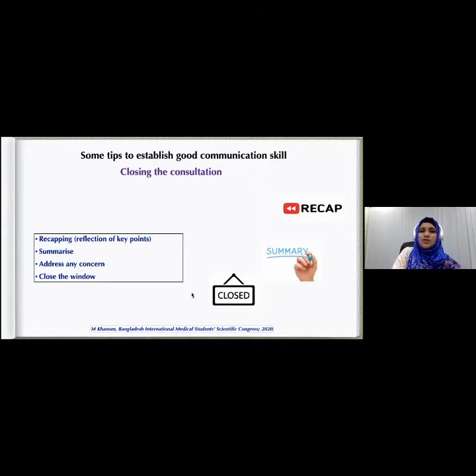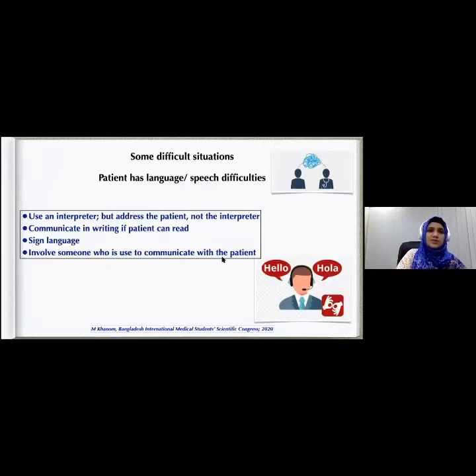So, closing the consultation, there should be recapitulation of what has been said. After every consultation, there should be reflection of the key points. Summarization, address any concern, and close the window. There should be smooth closure of the consultation. So we have discussed setting the arrangement, beginning the arrangement, and the main part or body, including necessary pause, including necessary body language, and closing the consultation.